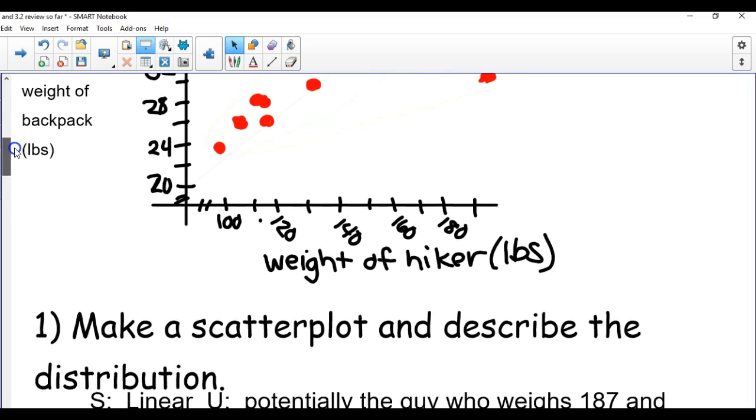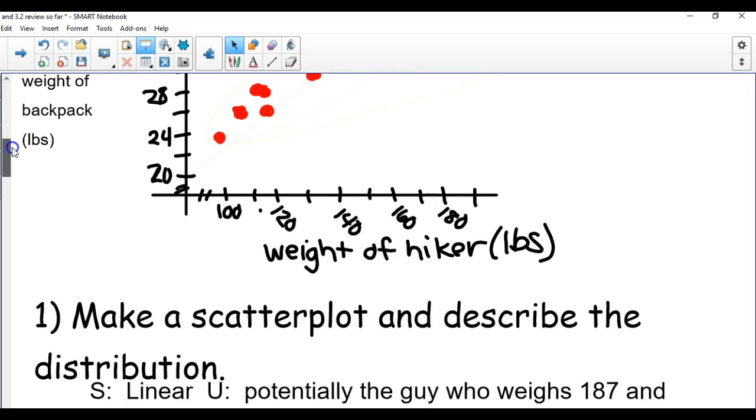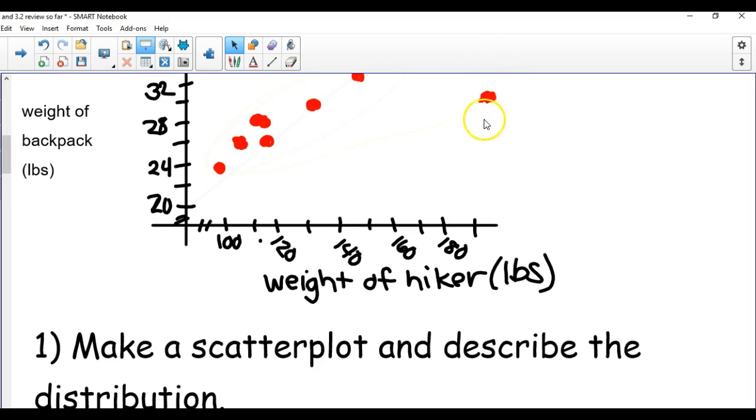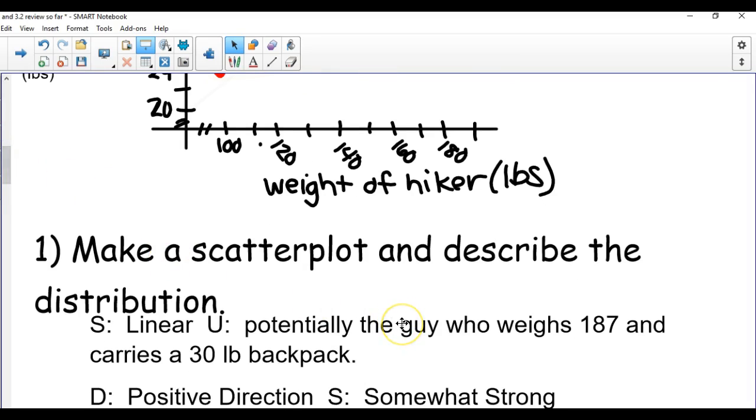You will be asked to describe the distribution. So I want you to pause it right now, look in your notes for the description of a distribution. What does that mean? You should see the word shape, unusual features, direction, strength. What did I put? I said the shape is linear. The U is there's a potential outlier. There's a lonely guy or girl right here at 187, 30 pounds. So I said potentially the guy or girl, I should have put, who weighs 187 and carries a 30-pound backpack. I put a positive direction, and right now it's somewhat strong.